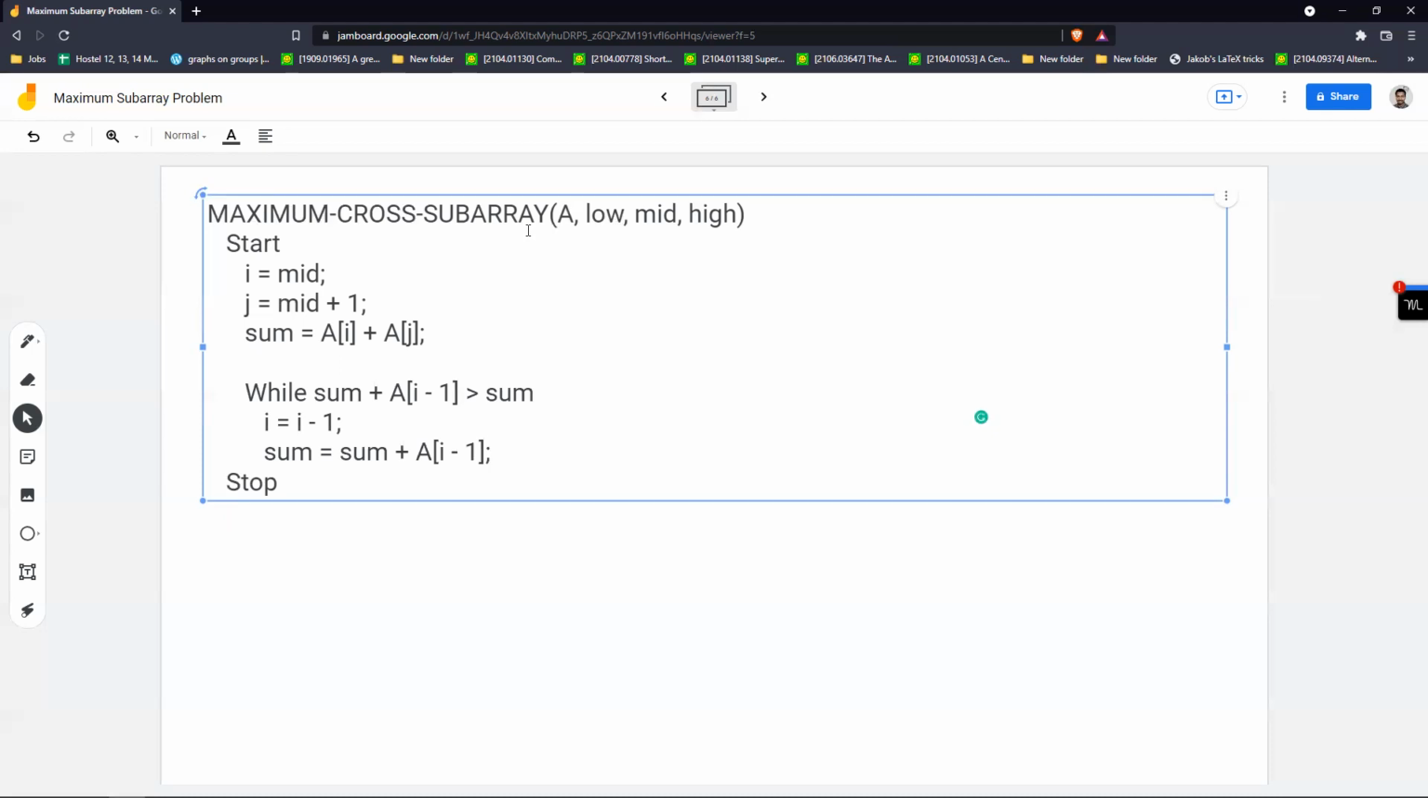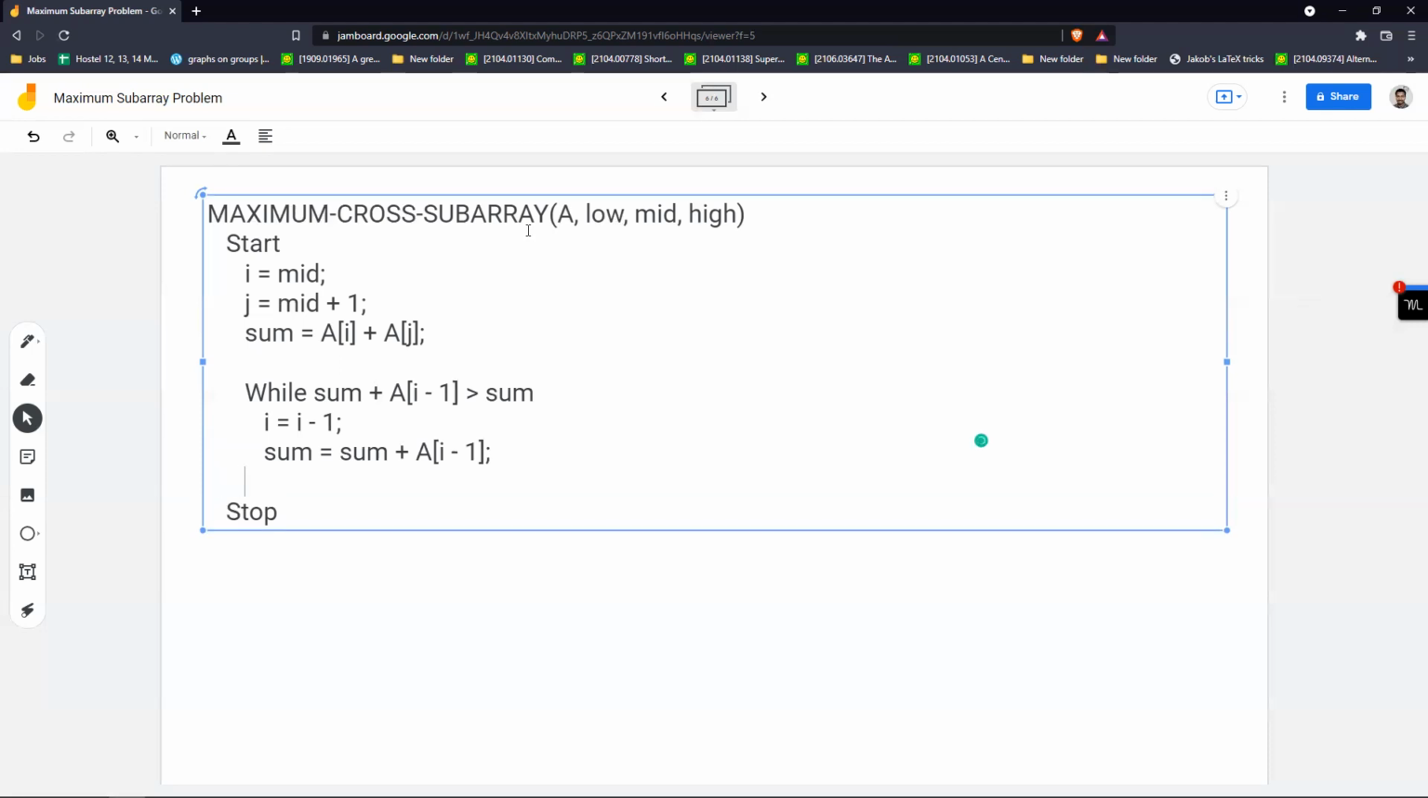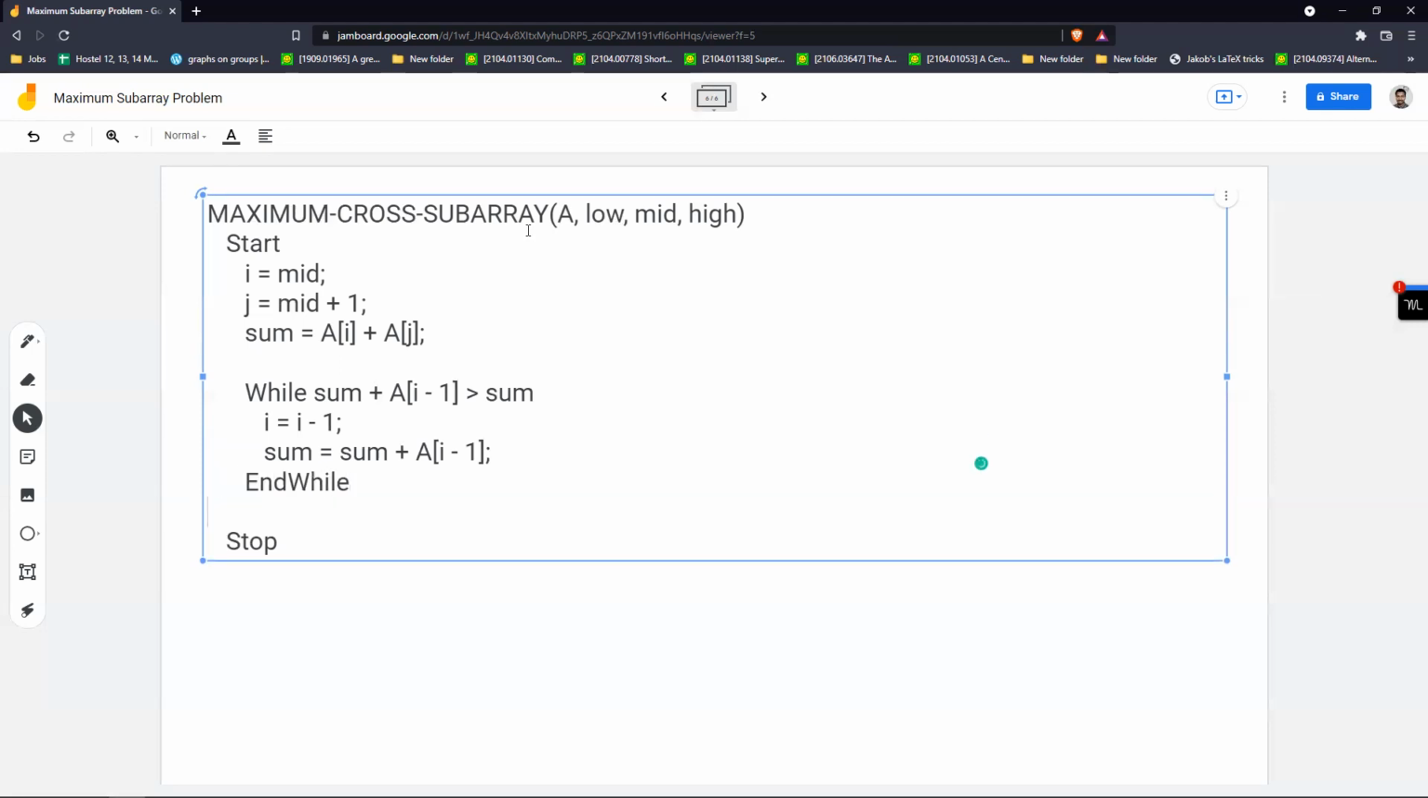Because including that element to the left of i, the i minus 1 element, increases the sum, and I'm looking for the maximum subarray, so I include that element. I keep doing this continuously as long as I keep getting greater and greater values. At some point, I'll stop. For that i, when I look at i minus 1, the sum will not increase. Therefore, I will stop at that i. I will not decrease it any further. Is that okay? So that is the end while. That is what I'm doing.